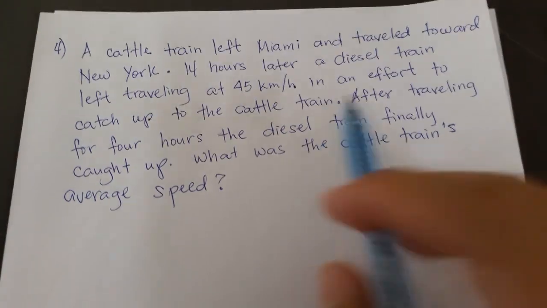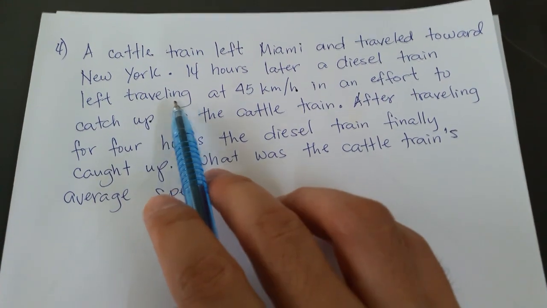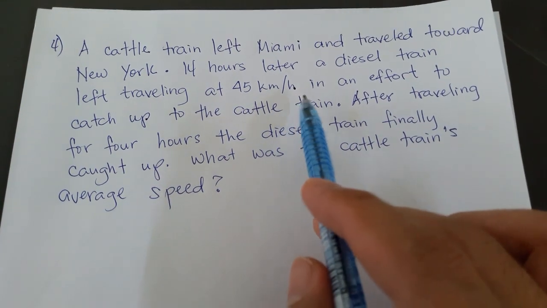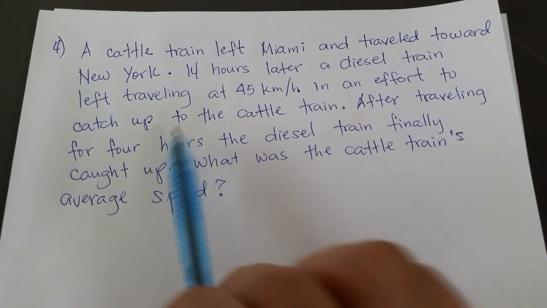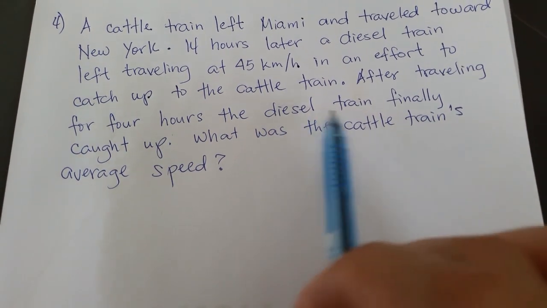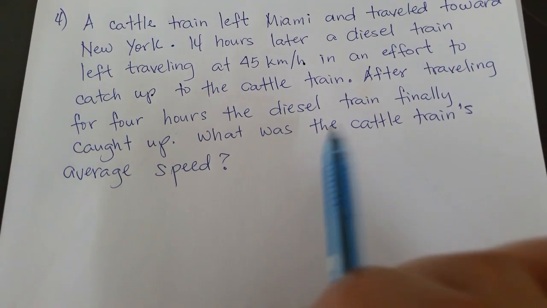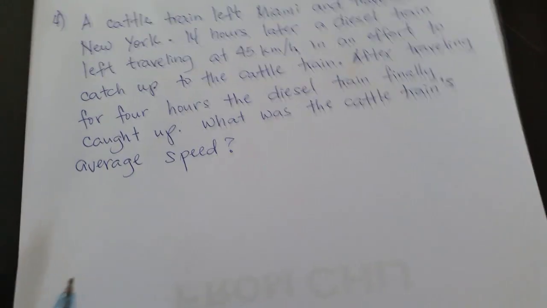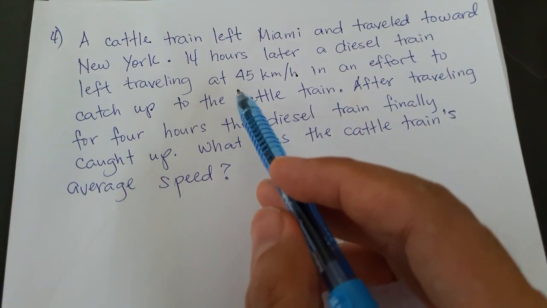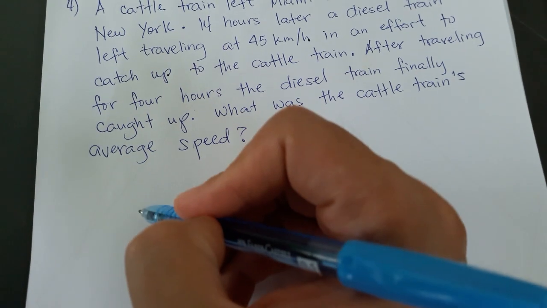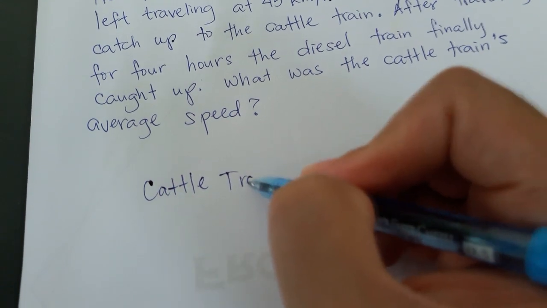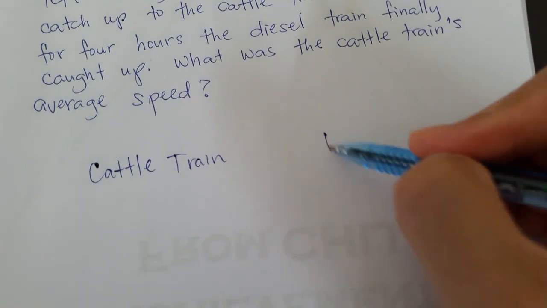A cattle train left Miami and traveled toward New York. 14 hours later, a diesel train left traveling at 45 kilometers per hour. In an effort to catch up to the cattle train, after traveling for 4 hours, the diesel train finally caught up. What was the cattle train's average speed? Cattle train left Miami for New York. And the cattle train. And then the diesel train.